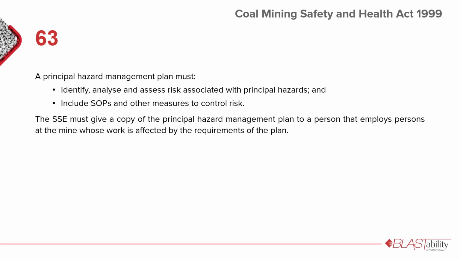63. A Principal Hazard Management Plan must identify, analyse and assess risk associated with principal hazards, and include SOPs and other measures to control risk. The SSE must give a copy of the Principal Hazard Management Plan to a person that employs persons at the mine whose work is affected by the requirements of the plan.